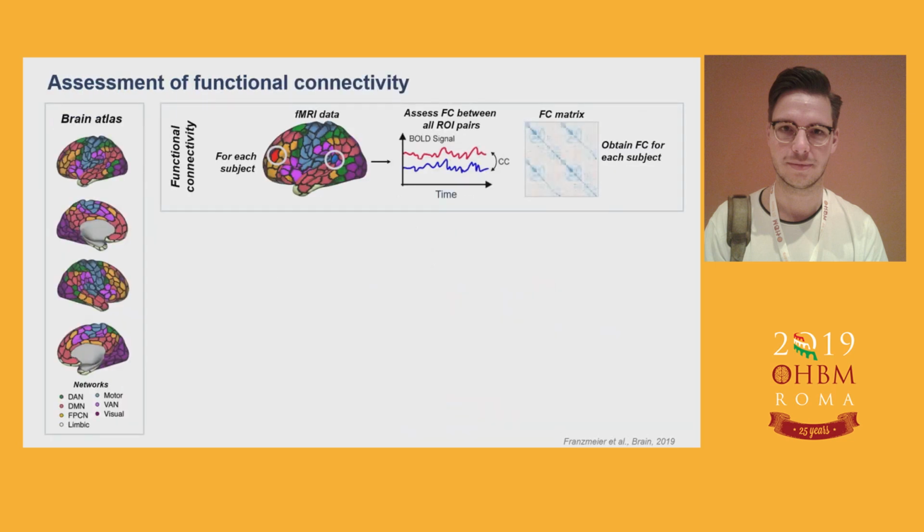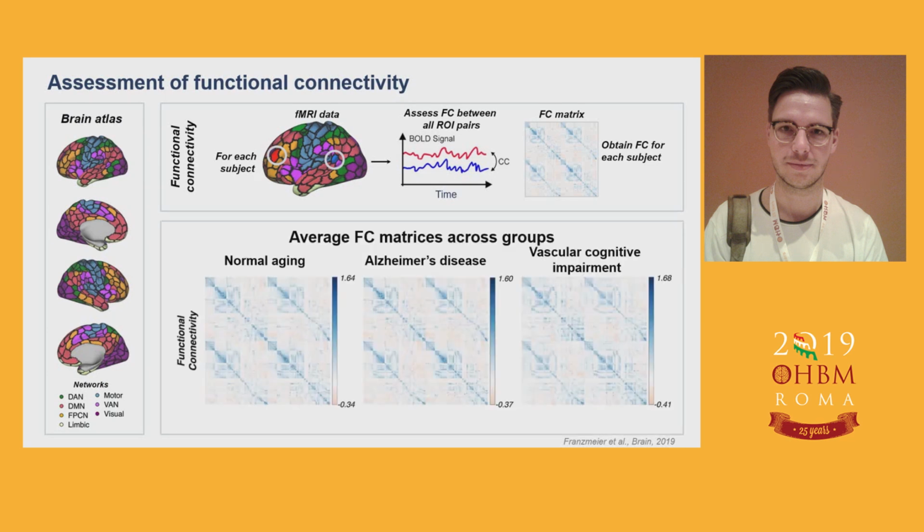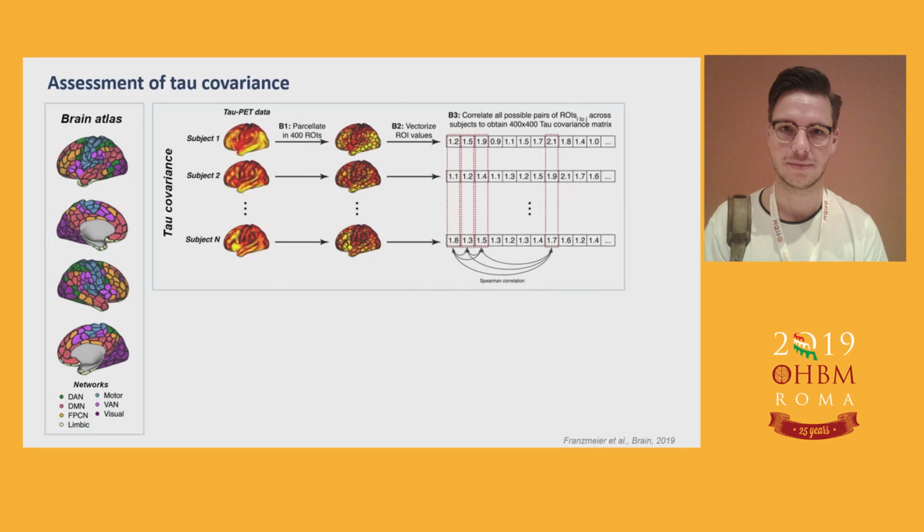So within each of those subjects we determined resting state fMRI connectivity using the very nice 400 ROI parcellation by Alex Schäfer, yielding a representative connectivity matrix for each study group. And in the next step we assessed tau covariance, which was basically defined as: we parcellated each individual's tau PET image into those 400 ROIs, and then determined across subjects the correlation between ROIs, meaning that two regions which show a high correlation coefficient show covarying levels of tau.